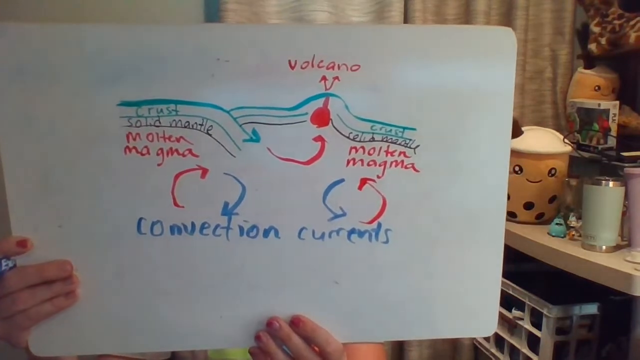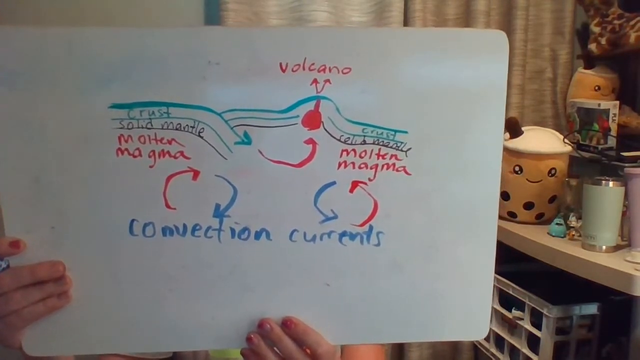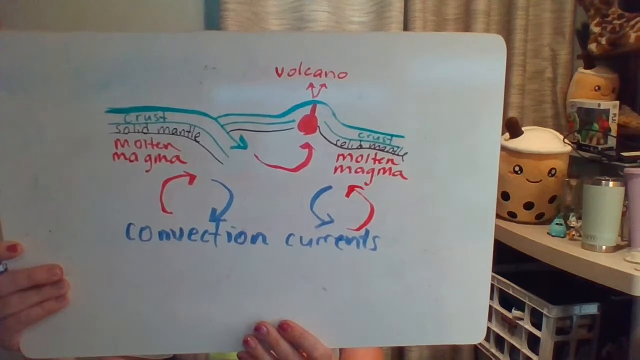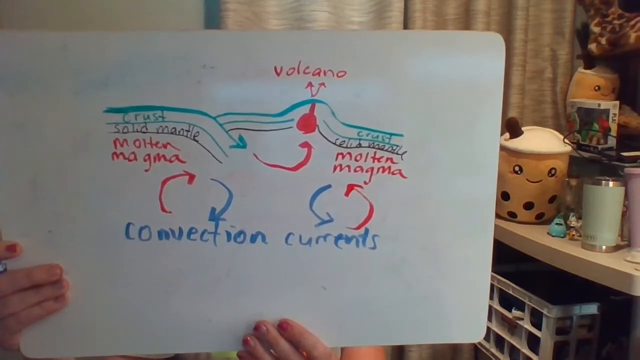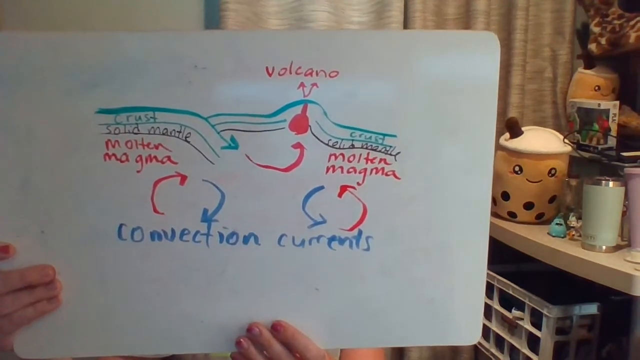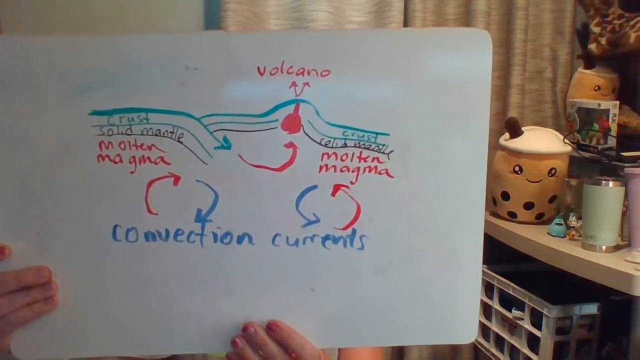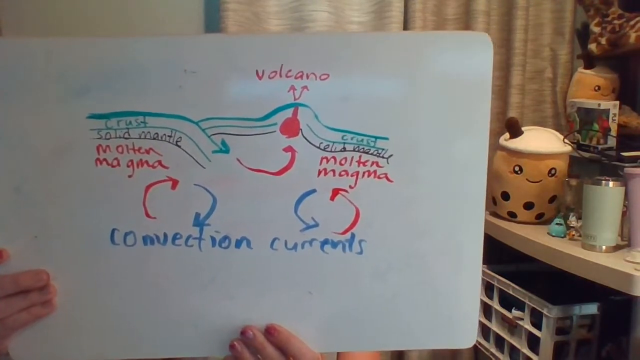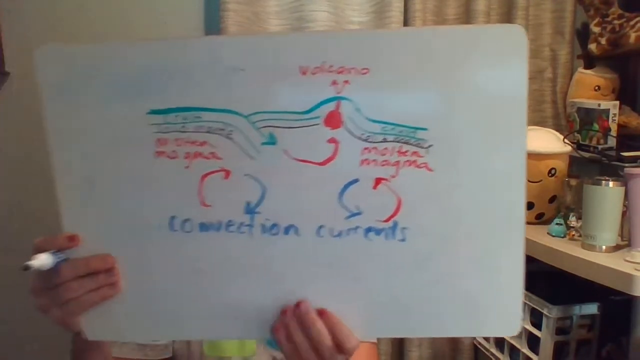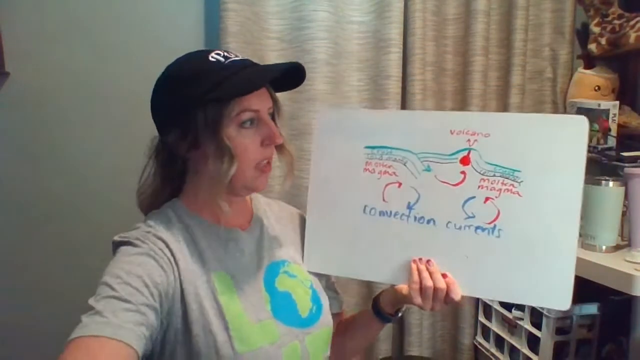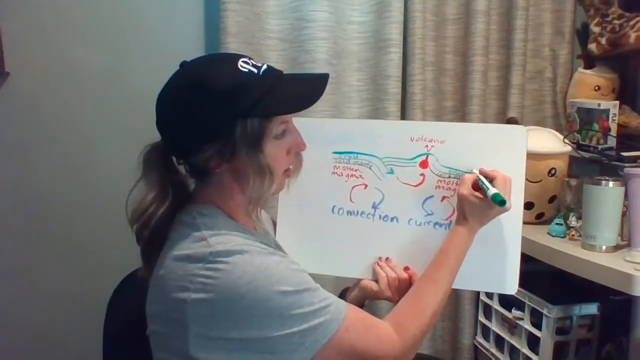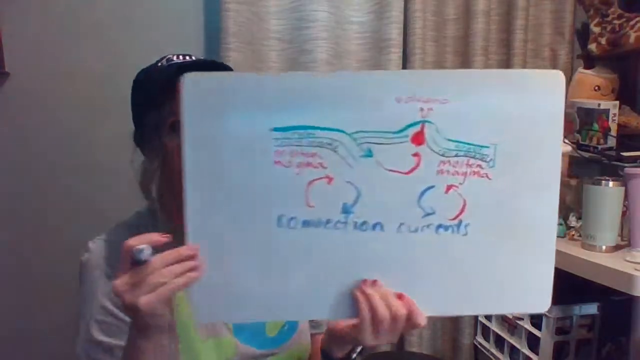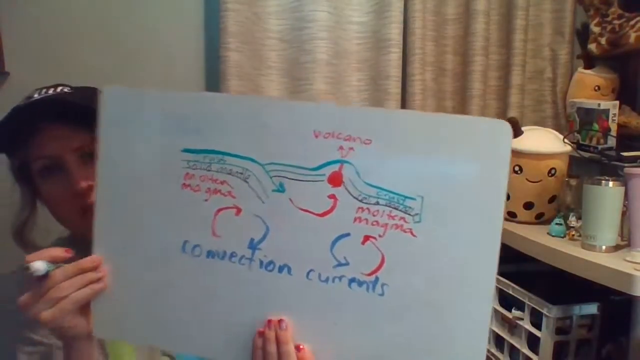Now we need to label the lithosphere and asthenosphere. So we said that we live on the crust, and the solid part of the mantle that the crust is on is going to be called your lithosphere. So let's label that. So these two parts here are your lithosphere.